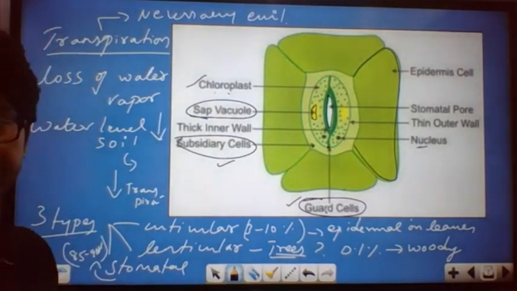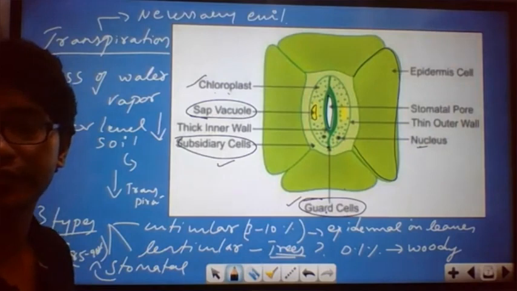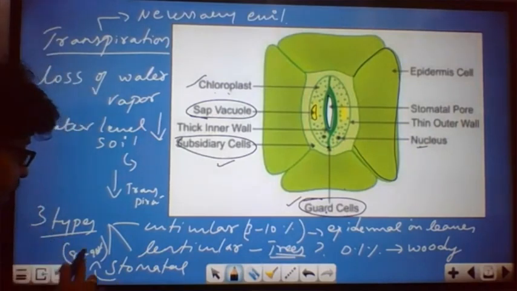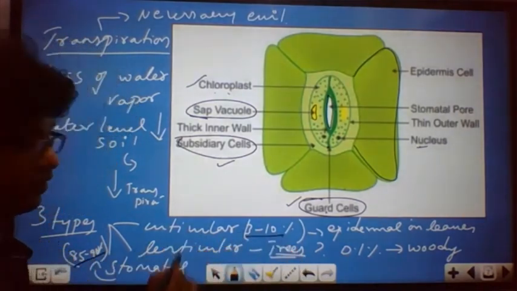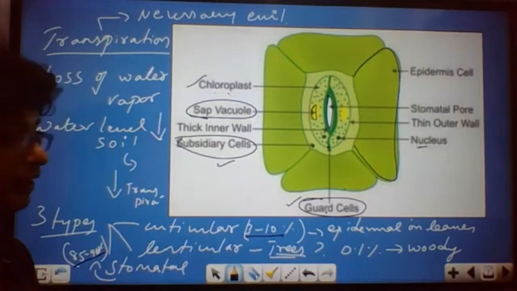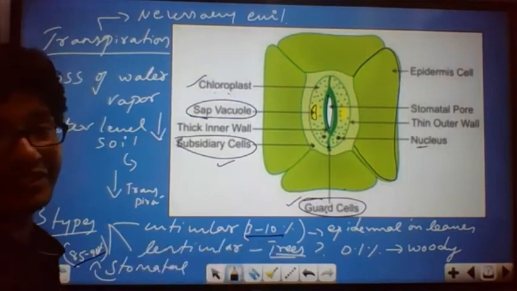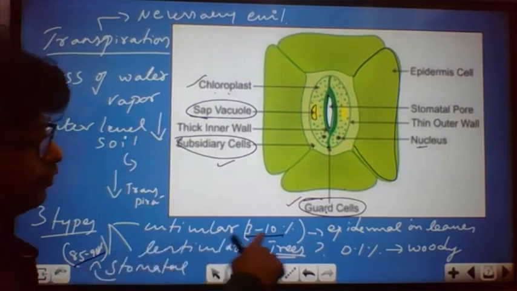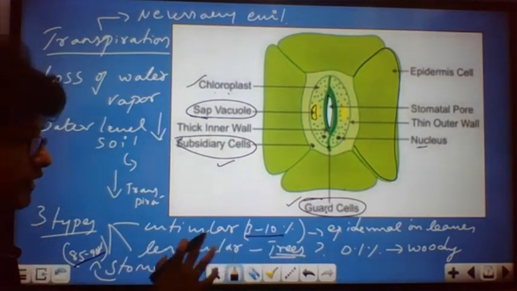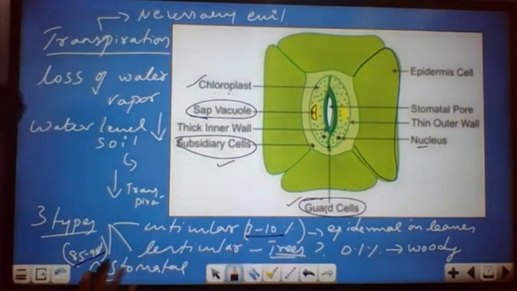I'm not sure about 90 to 95 percent, Jennifer, but as per the NCERT prescription, it is 85 to 90, because if we give 85 to 90, the remaining 10 percent can go to cuticular transpiration. It is confirmed that cuticular transpiration is 3 to 10 percent. We go with this itself. Stomatal is 85 to 90 percent, and cuticular is 3 to 10 percent, because I'm sure about this.